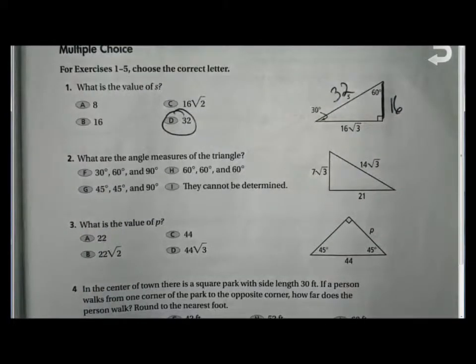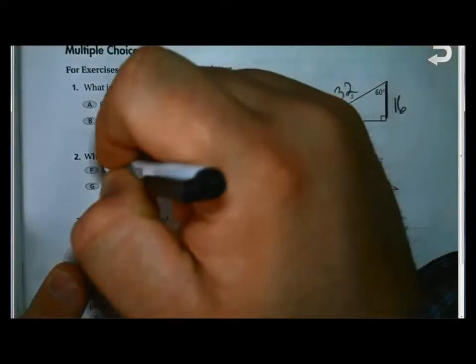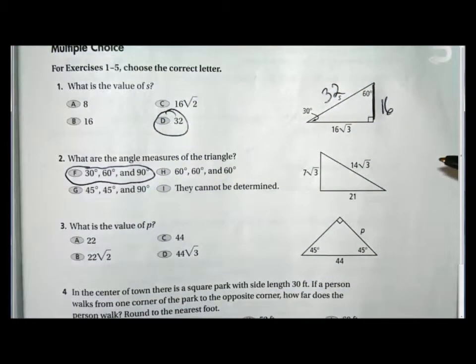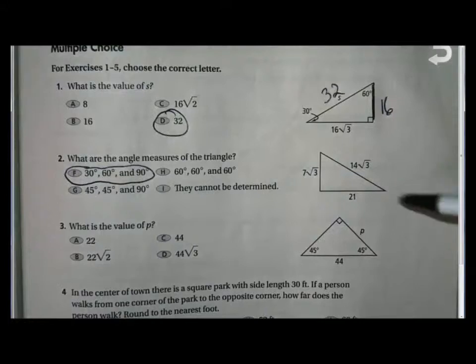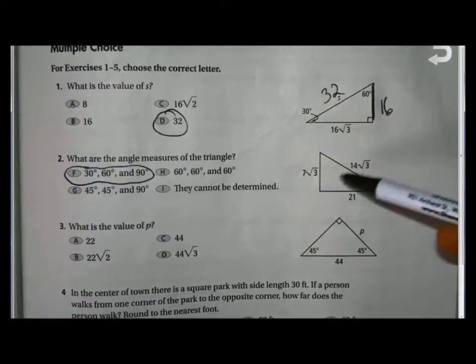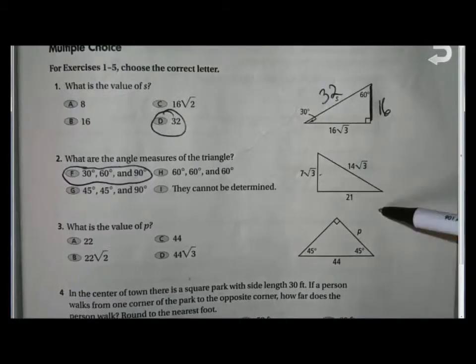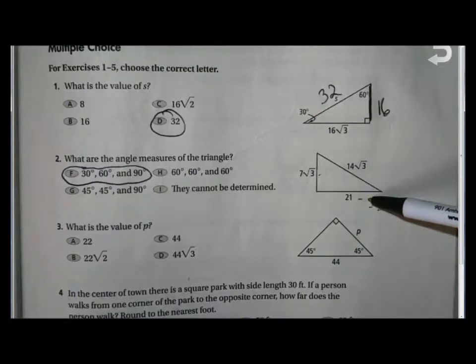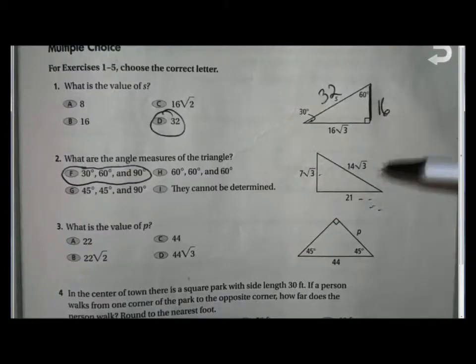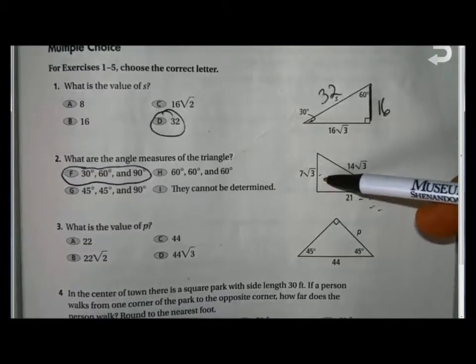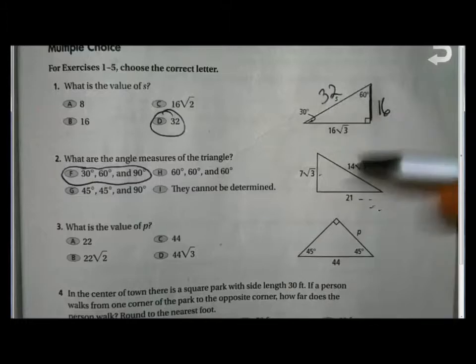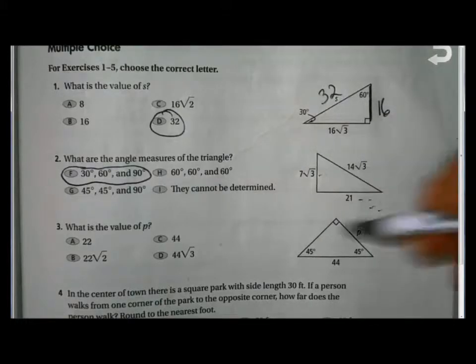Number 2, what are the angle measures of the triangle? What'd you get? F. Okay. And that's right. And what's the thing that you probably could have used if you weren't sure? You could have looked back, and remember I told you that if you take this side and multiply it by what, that's how you get to 21. Multiply by what? Square root of 3. The other key is this had the square root of 3, right? What if it would have been the square root of 2? Then it would have been 45-45-90, or cannot be determined, depending on if it matches up correctly.